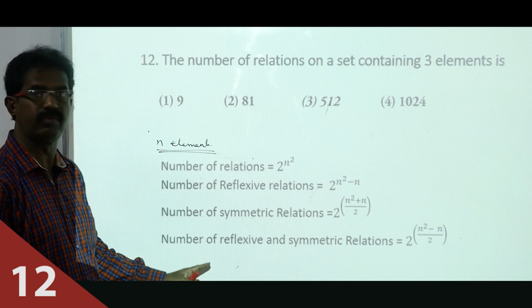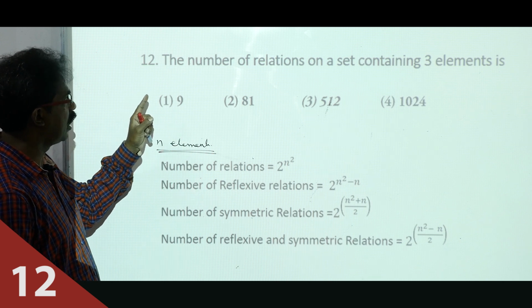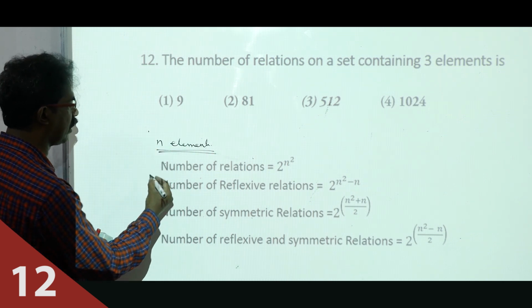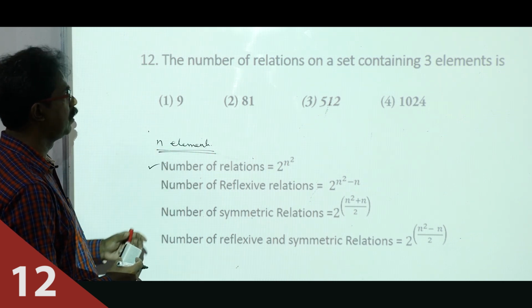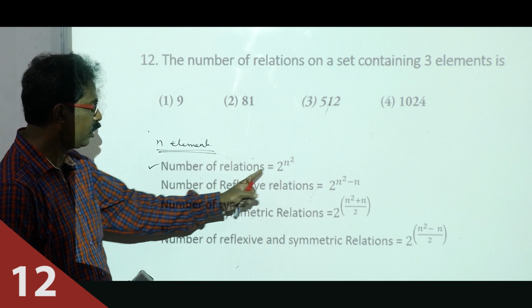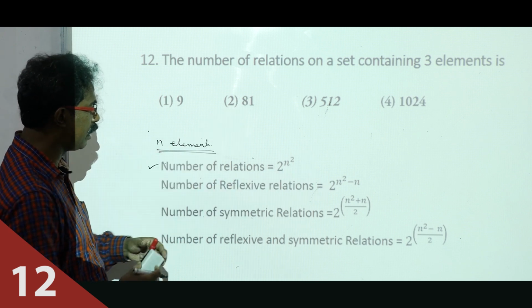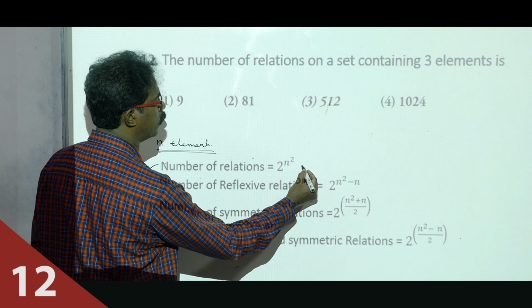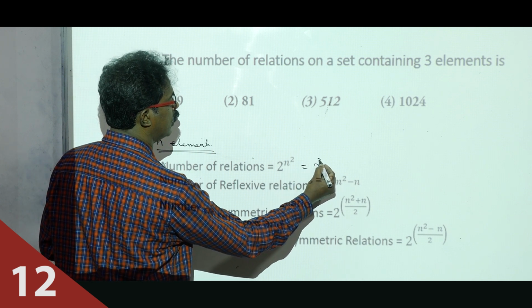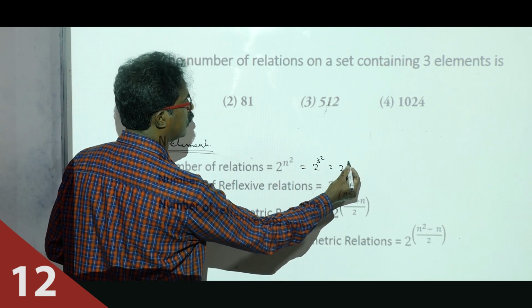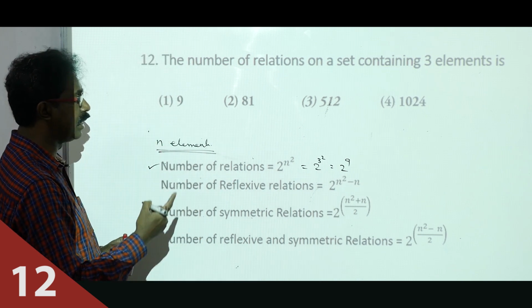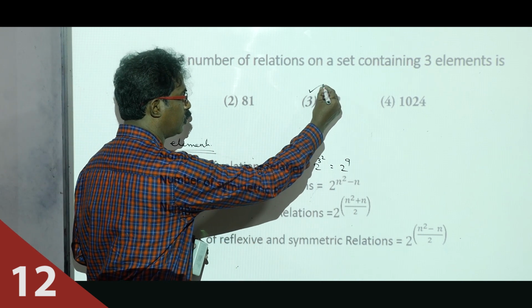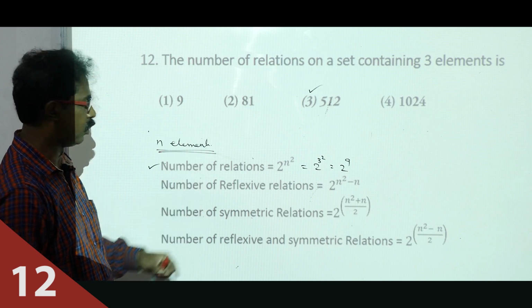So you remember all the 4 results, but here they asked the number of relations. So we have to use the first formula. If n elements are given, 2 raised to n square. Here 3 elements are given, so instead of n you put 3. 2 raised to 3 square, that is 2 raised to 9, which is 512. So the correct option is the third one.